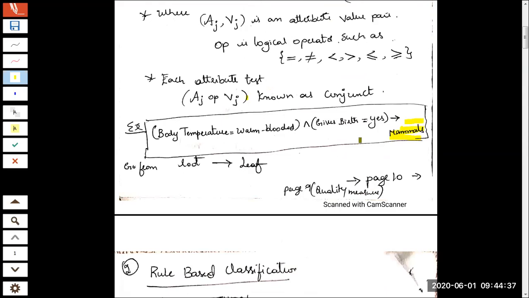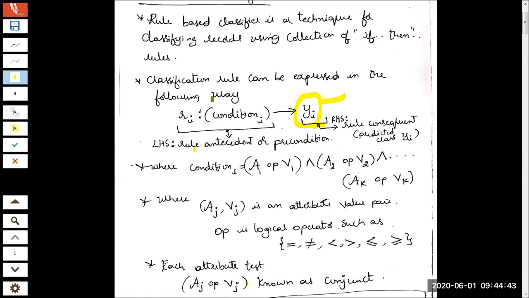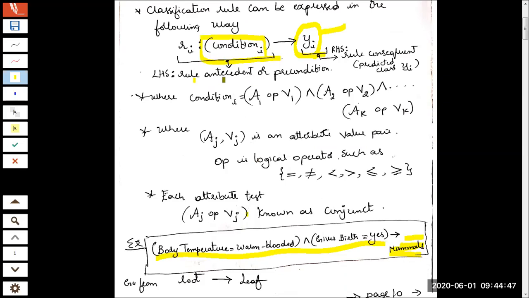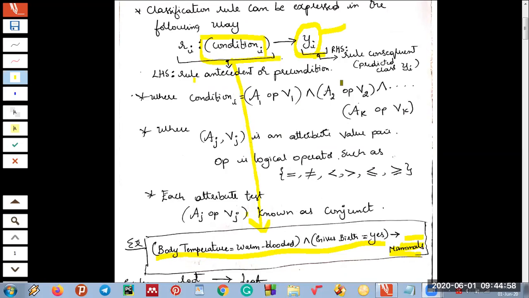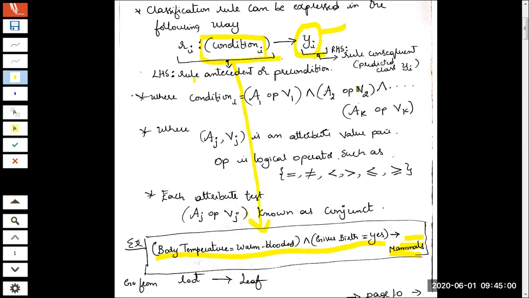Now coming towards the left-hand side, this left-hand side is nothing but the condition that you are seeing. So this condition is my left-hand side. Now the question here is, can I decide whether the new species is a mammal or not just by using one condition? The answer to this question is no.